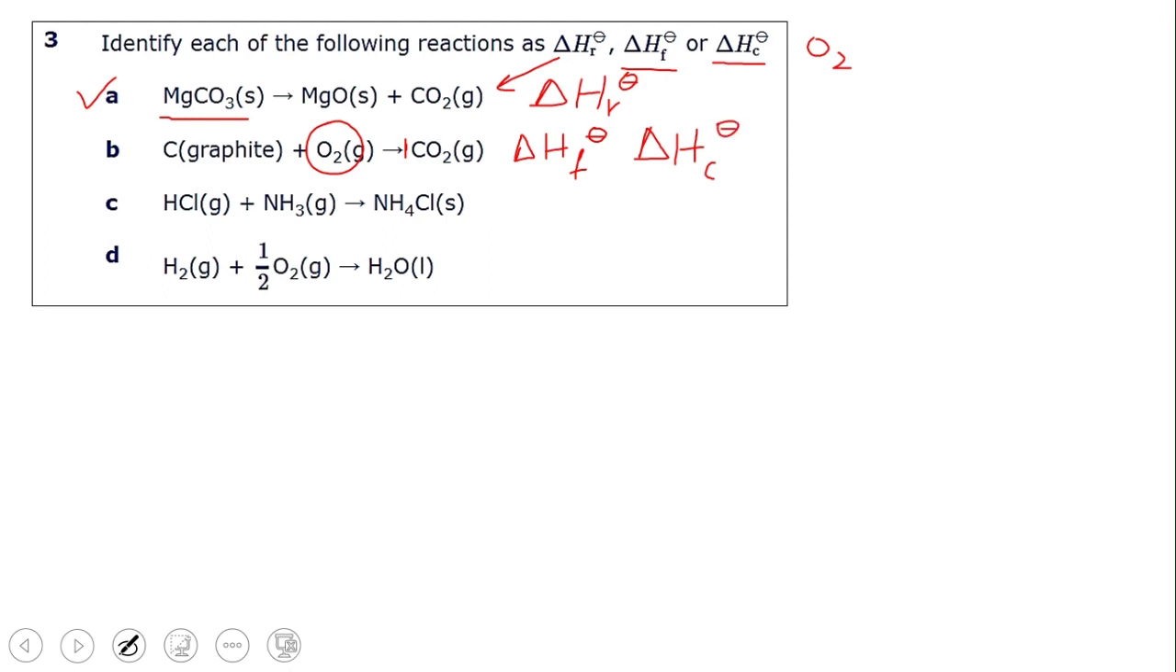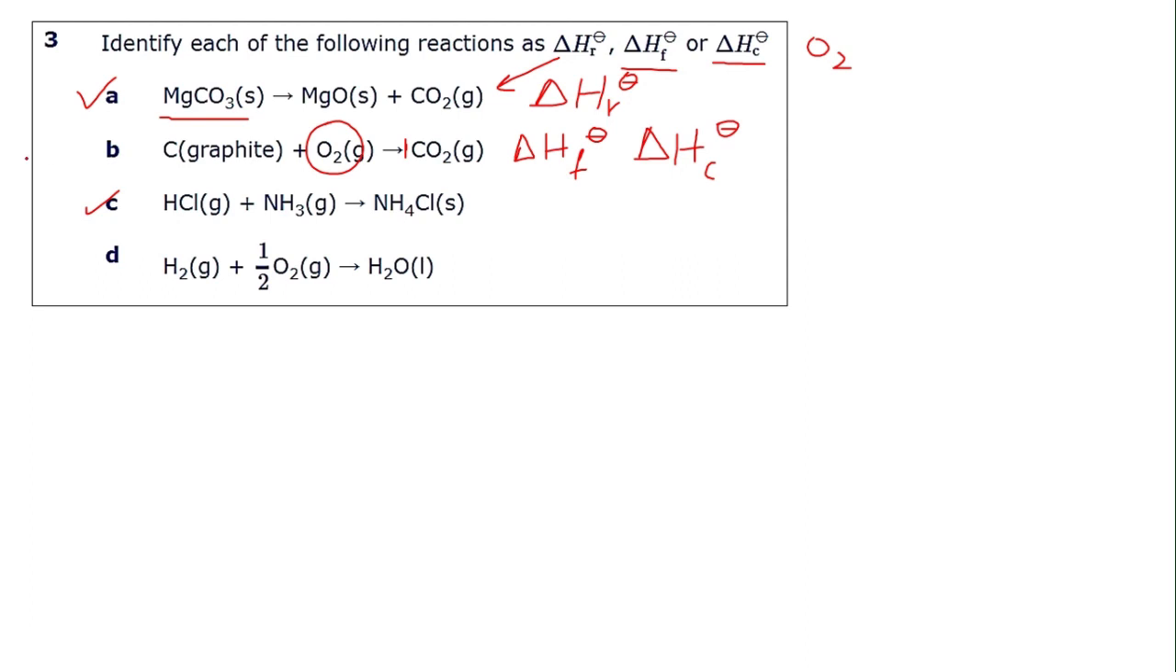It will not be delta H reaction because delta H reaction doesn't include elements. Delta H reaction will have only compounds. So it will be just delta H formation and combustion here. Then next, C. We have HCl in gas form plus NH3 in gas form, producing NH4Cl as a solid.